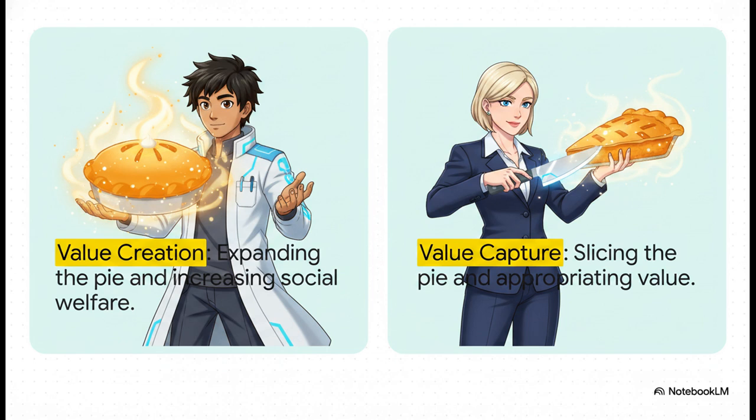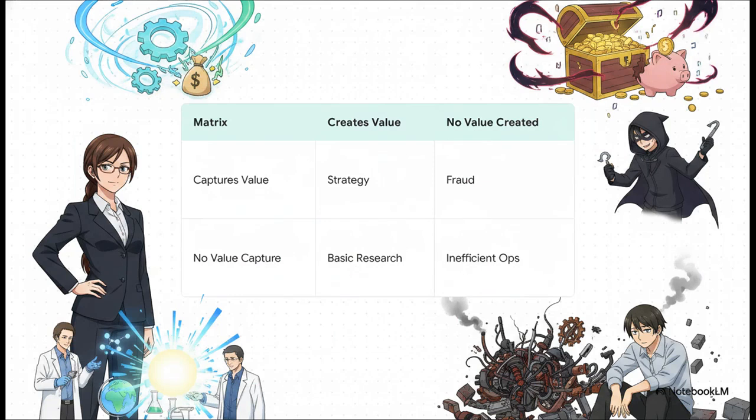Remember consumer and producer surplus? Well, creating value makes the total surplus bigger for everyone. Capturing value is the firm fighting to keep a larger piece of that producer's surplus for itself. Plotting these concepts on a matrix actually builds a fascinating framework for understanding the entire economy. Down in the bottom left, we have activities that create immense value but capture very little, like basic scientific research. It wildly benefits humanity, but the scientists themselves rarely capture billions in personal profit.